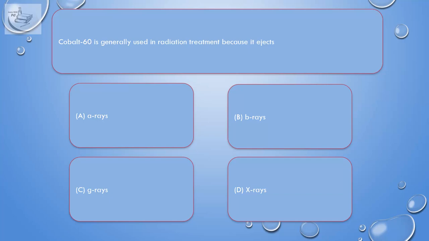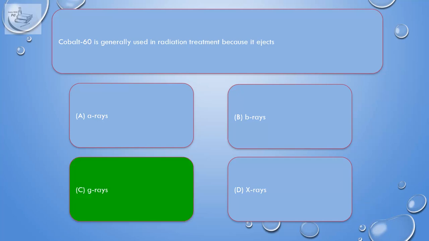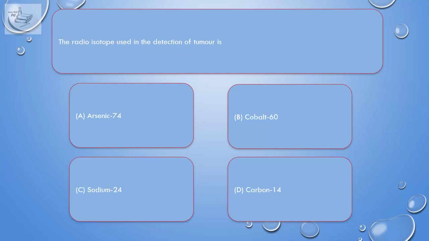Question: cobalt-60 is generally used in radiation treatment because it ejects A. A rays. B. B rays. C. G rays. D. X rays. Correct answer is C. G rays. Question: the radioisotope used in the detection of tumor is A. Arsenic-74. B. Cobalt-60. C. Sodium-24. D. Carbon-14. Correct answer is A. Arsenic-74.